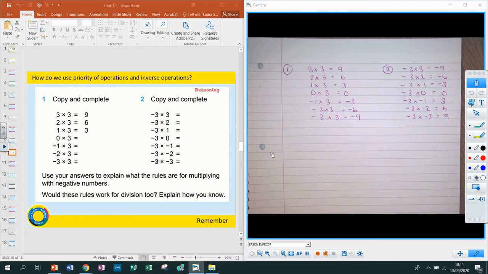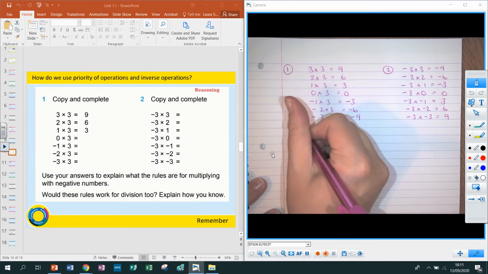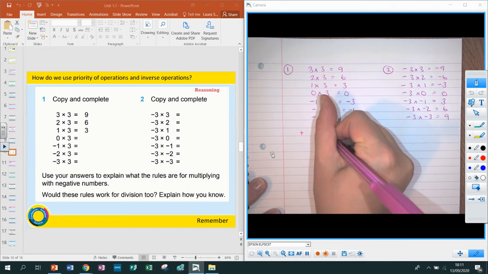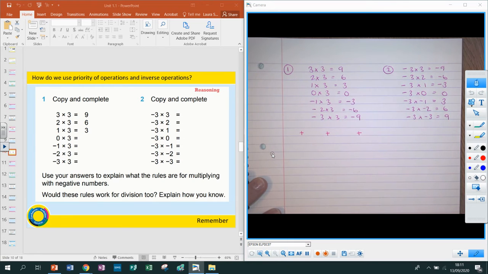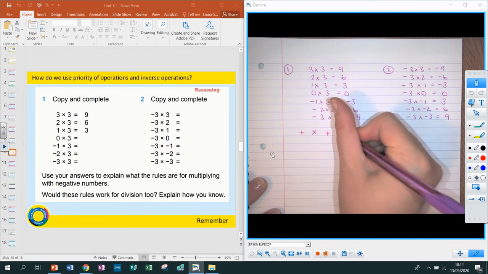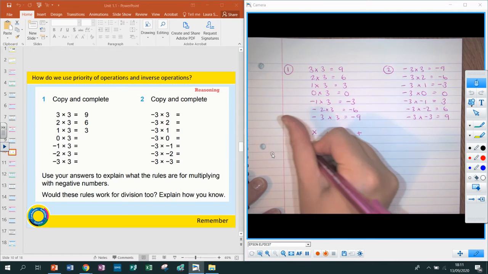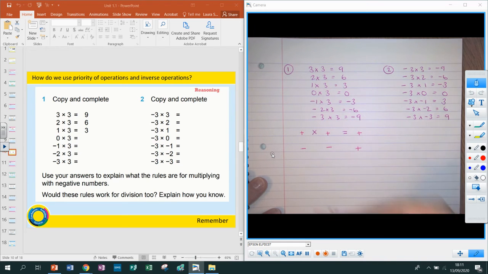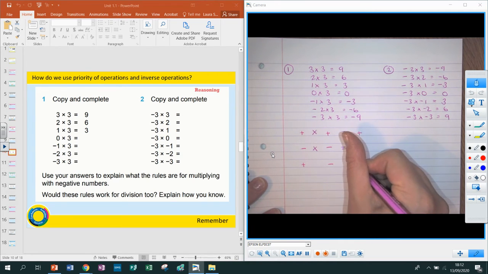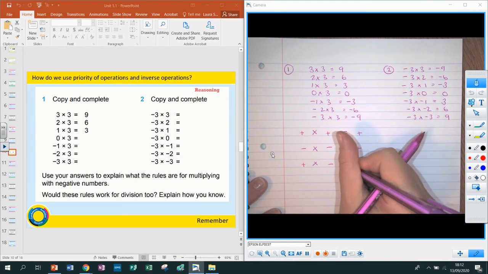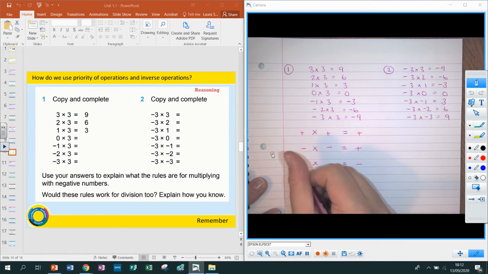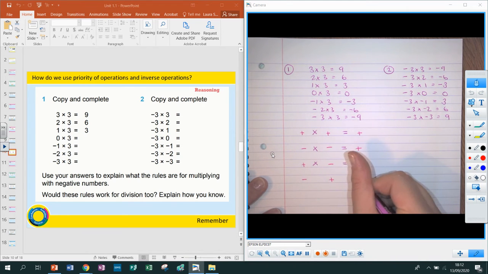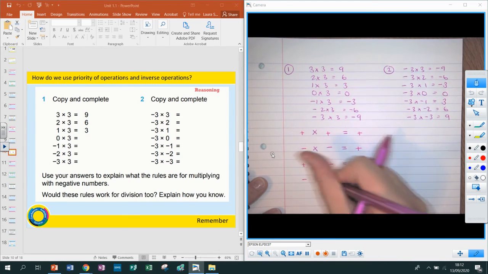Okay, so we can come up with a set of rules for this. If I have positive multiplied by positive, I will get a positive number. If I have negative multiplied by another negative, then I will also get a positive number. If I have a positive times a negative number, I will get a negative number. And finally, if I have a negative number times a positive number, I will also get a negative number.